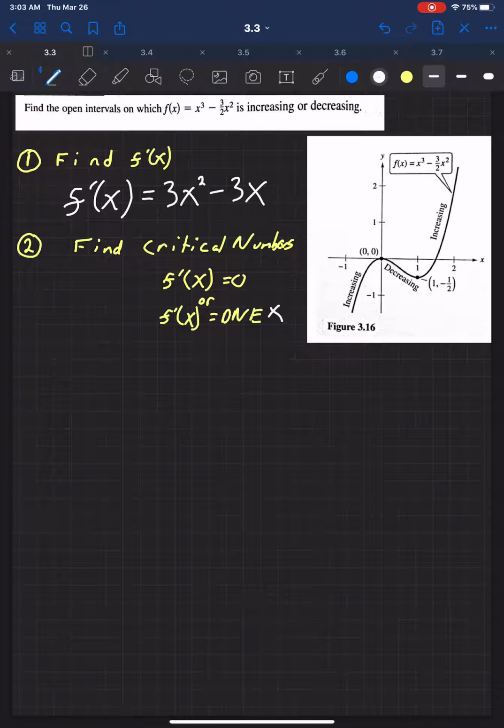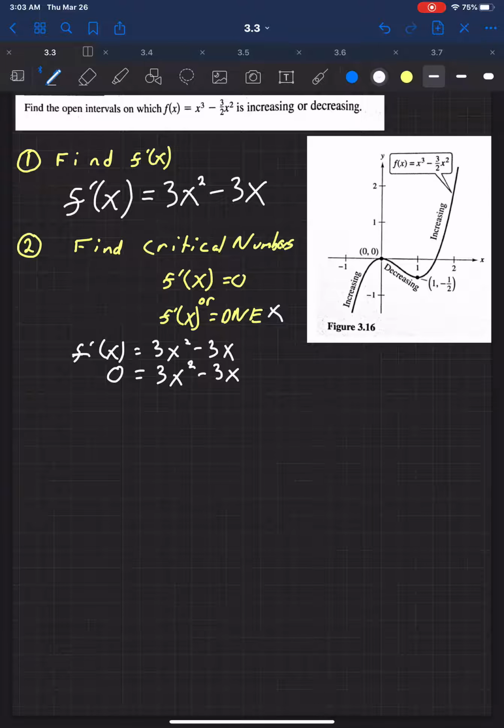So what am I going to do right now? I'm going to take f prime of x, which was equal to 3x squared minus 3x, and I'm going to set it equal to 0. So your goal is, let's see if we can factor it, right? Let's see if we can turn this subtraction problem into a product. So we're going to factor out a 3, and we're actually going to factor out an x as well. So we'll factor out a 3x, and let's see what's left.